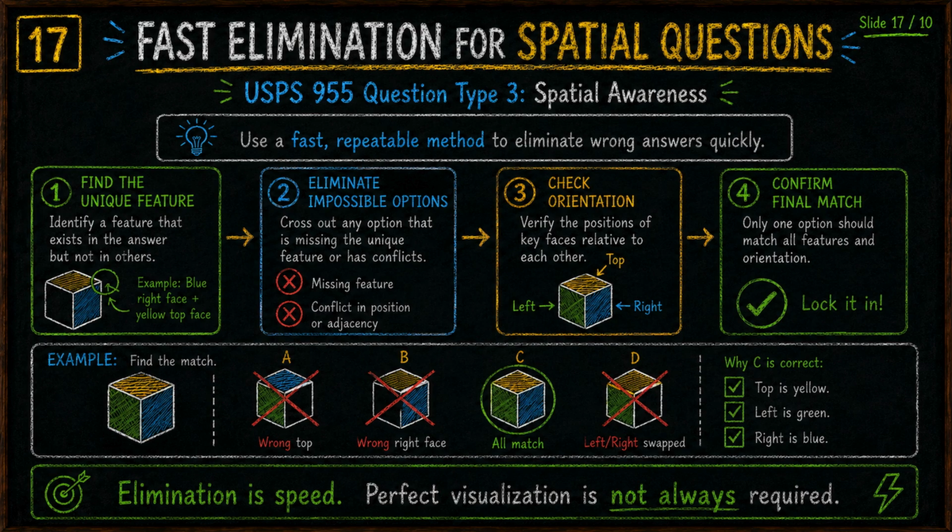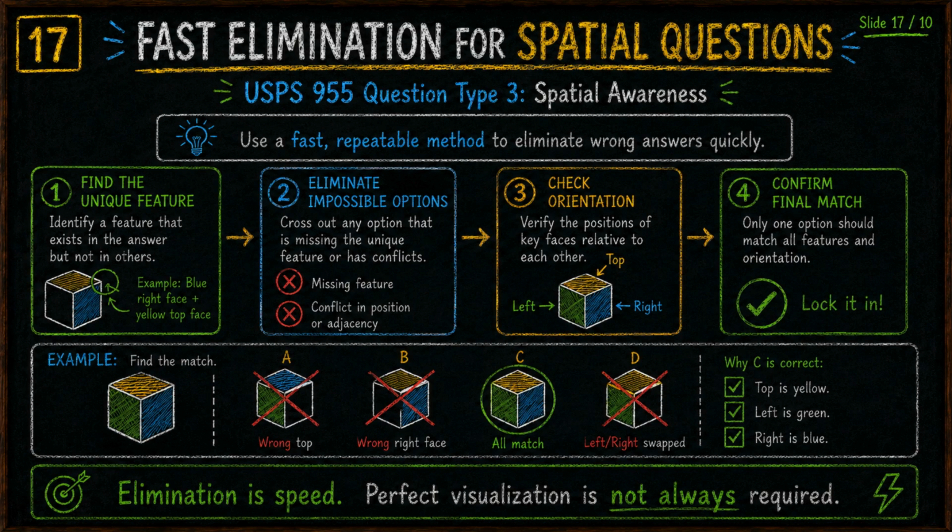Make sure top, left, right, front, and back relationships still make sense. A cube may look correct, but the left and right faces may be swapped. A shape may look similar, but the top face may be wrong. Step 4. Confirm the final match. Only one option should match all the important details. The slide example shows this logic clearly.